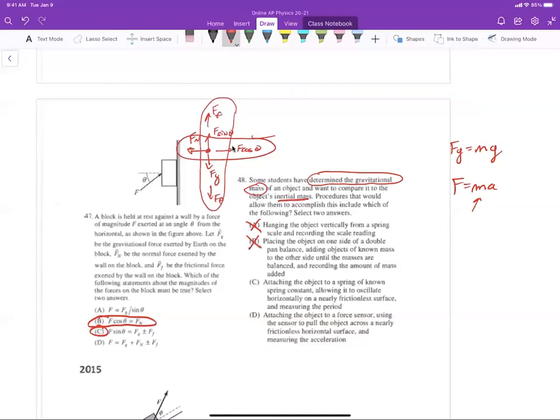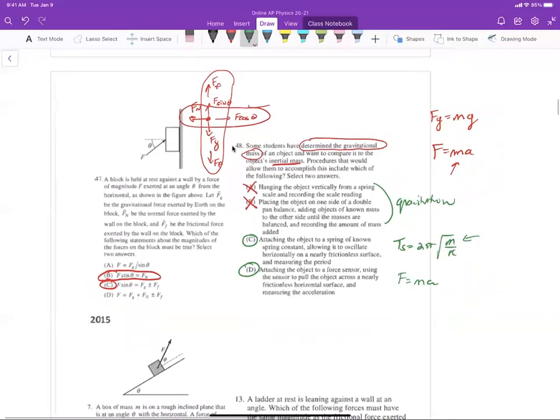B is a procedure for finding gravitational mass. C, this is a spring, 2 pi root m over k. This has to do with the inertial mass. And then this one is using a sensor. They measure acceleration. That's inertial mass. They already had gravitational, so they didn't need it. In order to compare to inertial, they had to measure inertial mass.